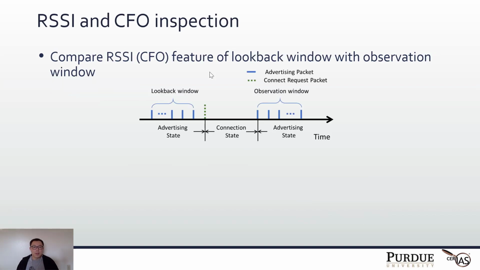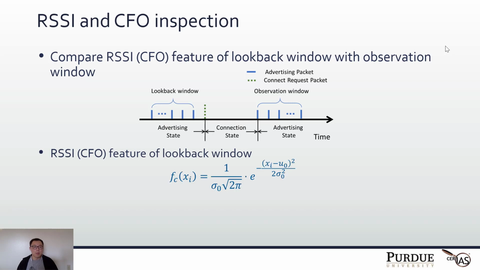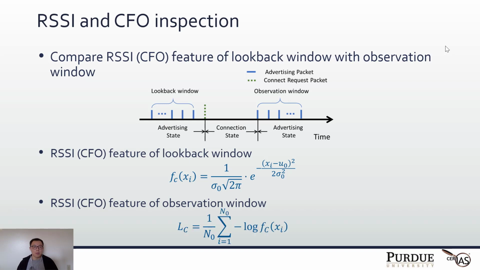For the physical feature inspection, we assume they follow the Gaussian distribution model. We divided the advertising packets into two windows, the lookback window and the observation window, by the connection state. Then we calculate the parameters of the Gaussian distribution model based on the lookback window. After we get these parameters, we calculate the negative log likelihood value for the observation window with the parameters we calculated from the last step.